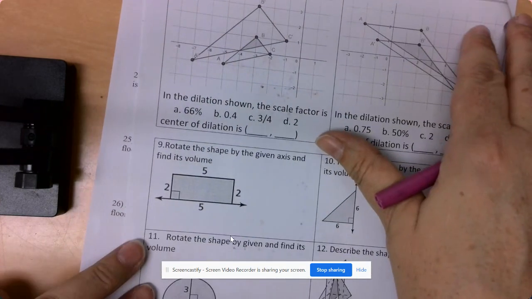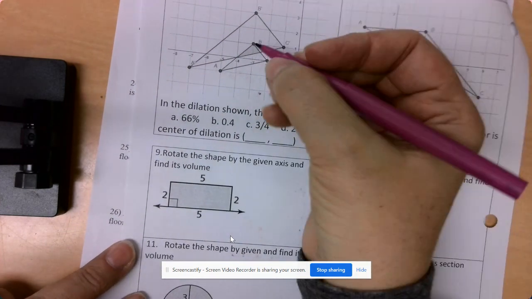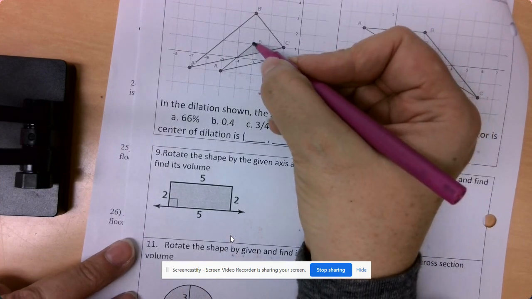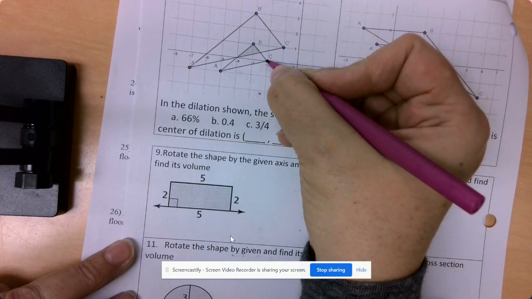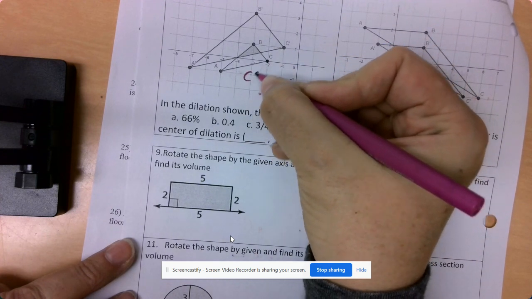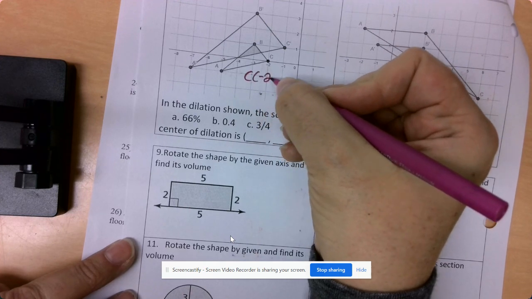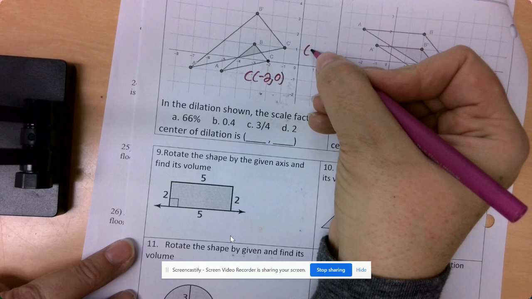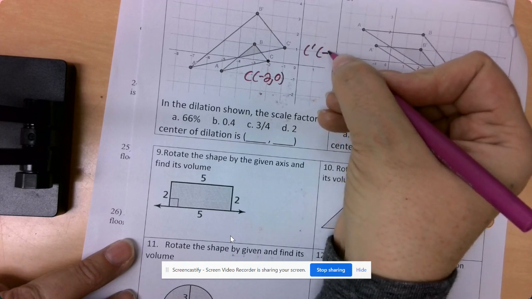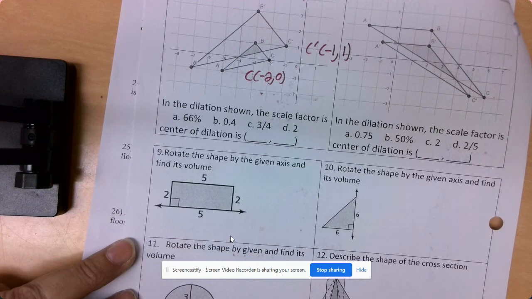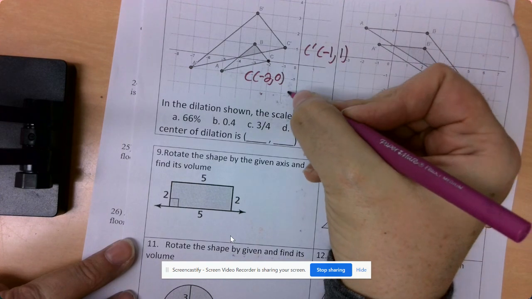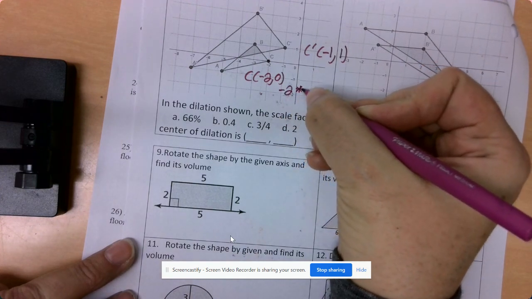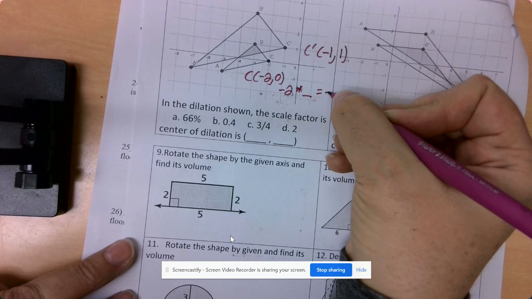Okay, so this one more. Okay, so this one we're doing dilation again, so finding the scale factor. With this one, everybody, we could use a coordinate. So I could look at C. C is at -2, 0, and C prime is at -1, 1. So you go, okay, -2 times what is going to give us -1.